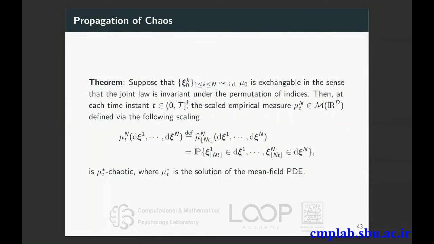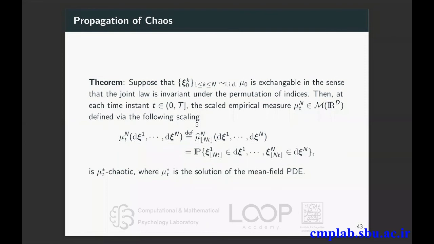And the theorem that I have here, which we proved in our paper, is that if the initial distribution of these particles is exchangeable, which means that the initial distribution is invariant under permutation, then the empirical measure of these particles at a later time is also chaotic. To give you a bigger picture, what this theorem says is that if the number of particles, the number of samples, is large enough, then their dynamics become decoupled. It means that they move around independently from each other.